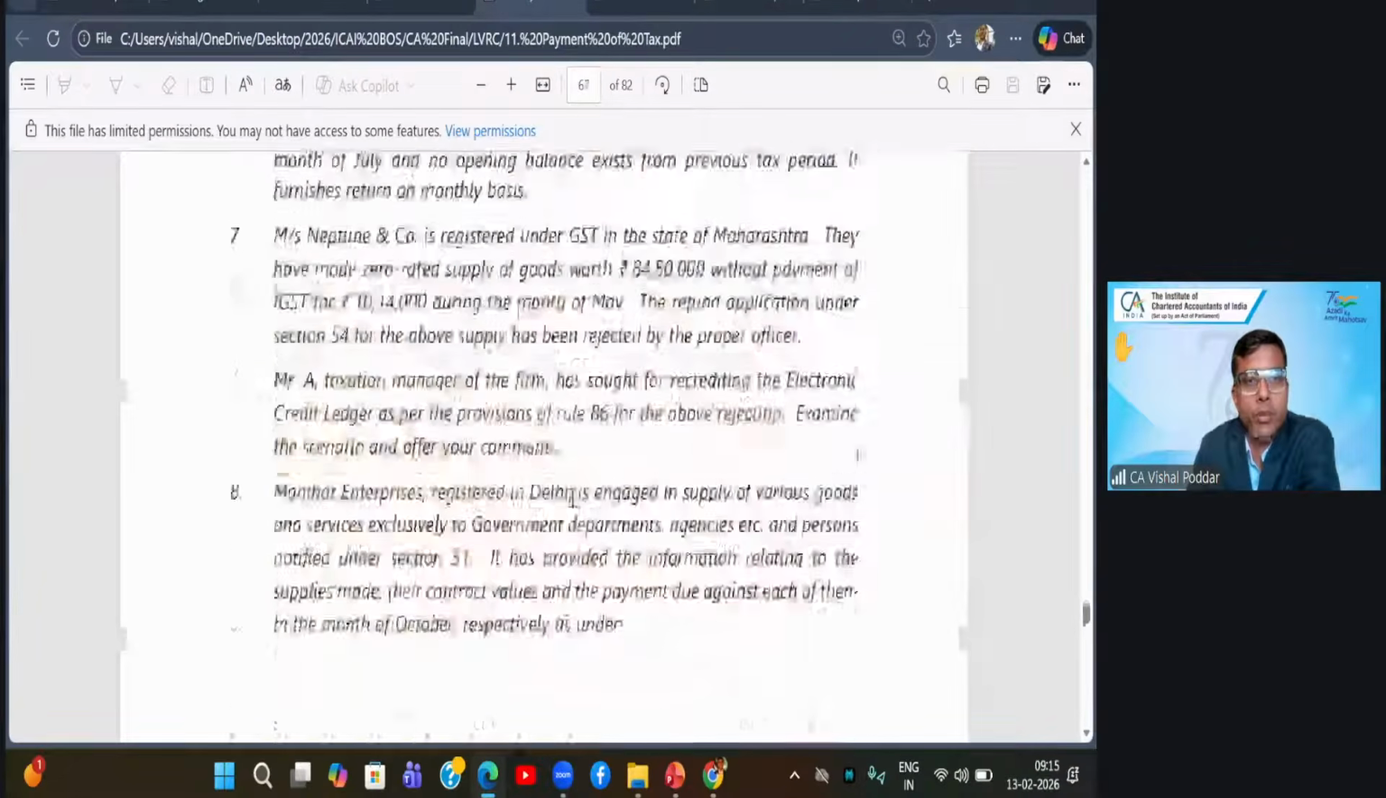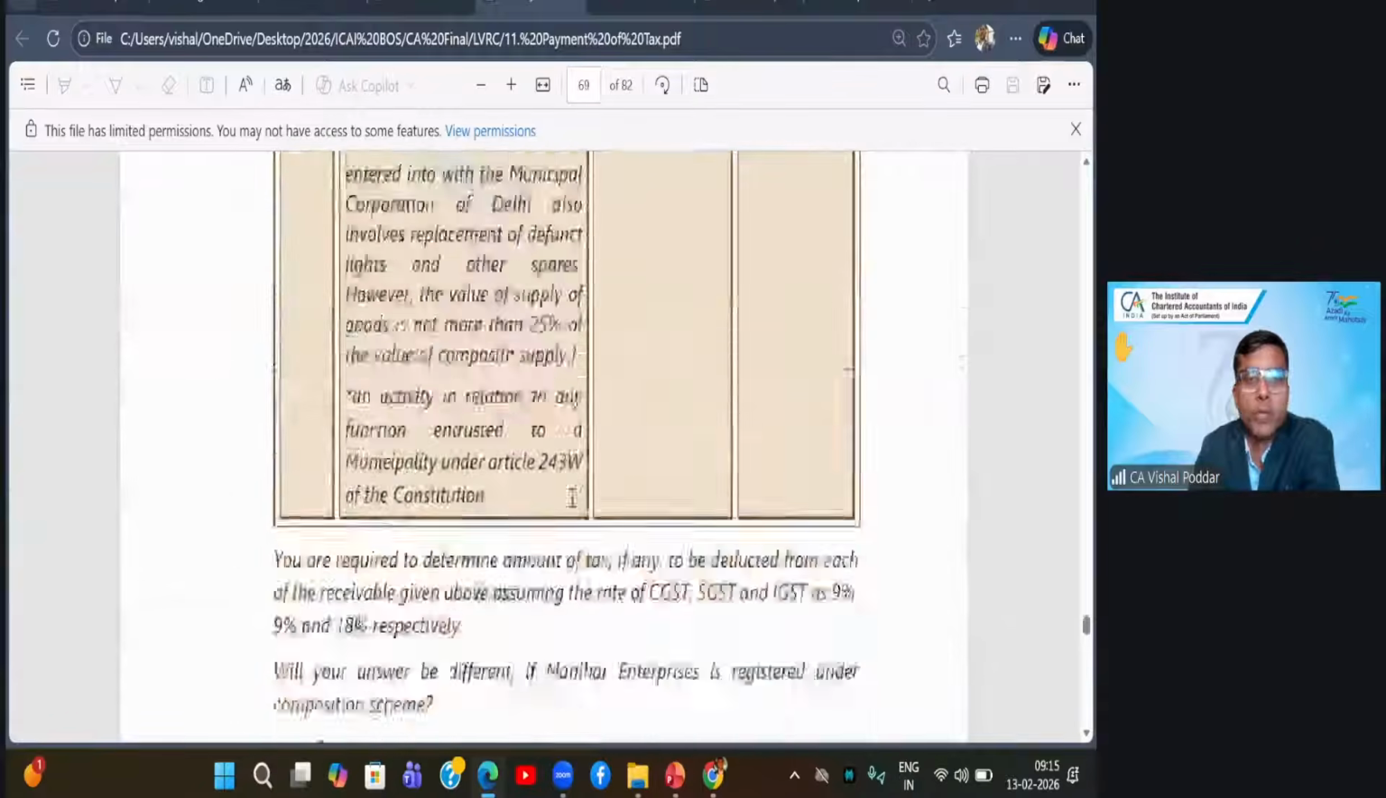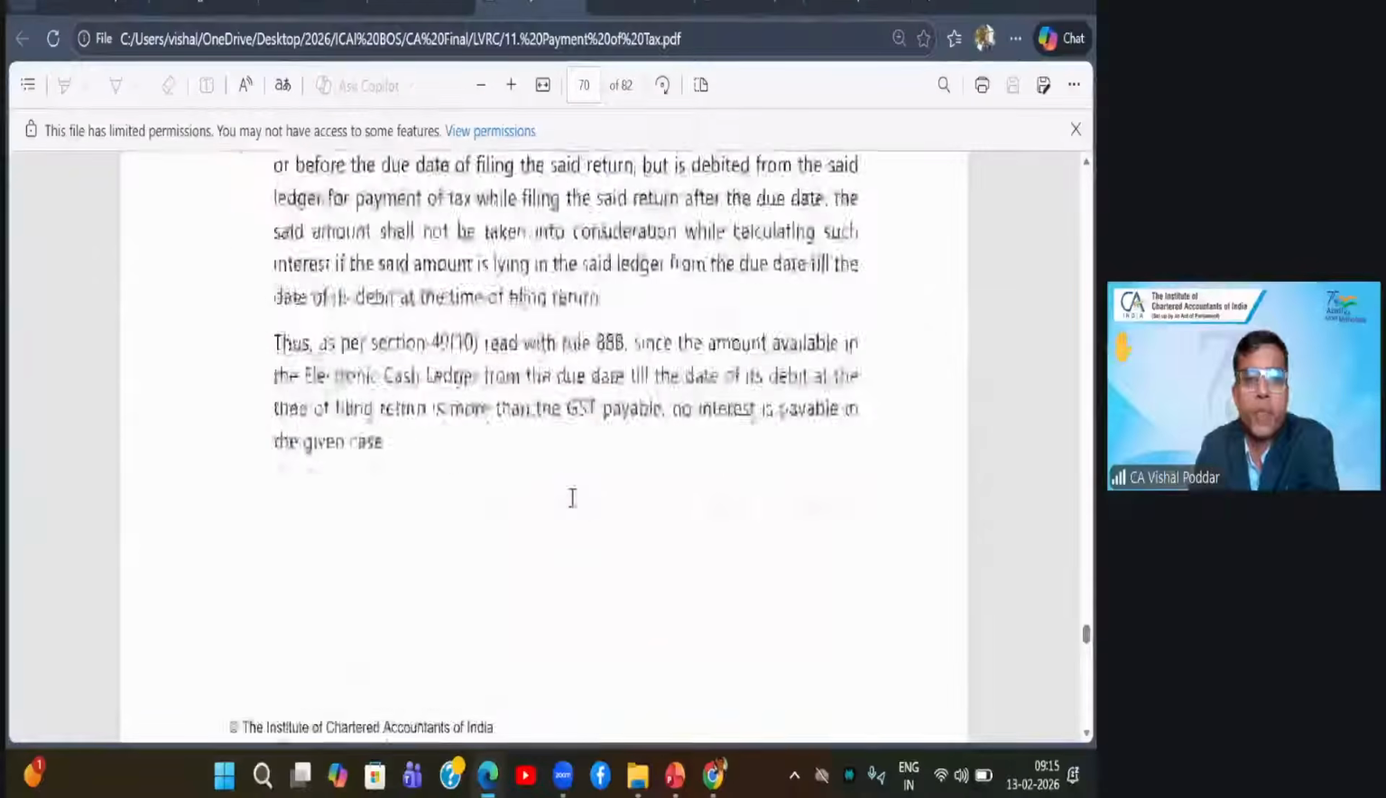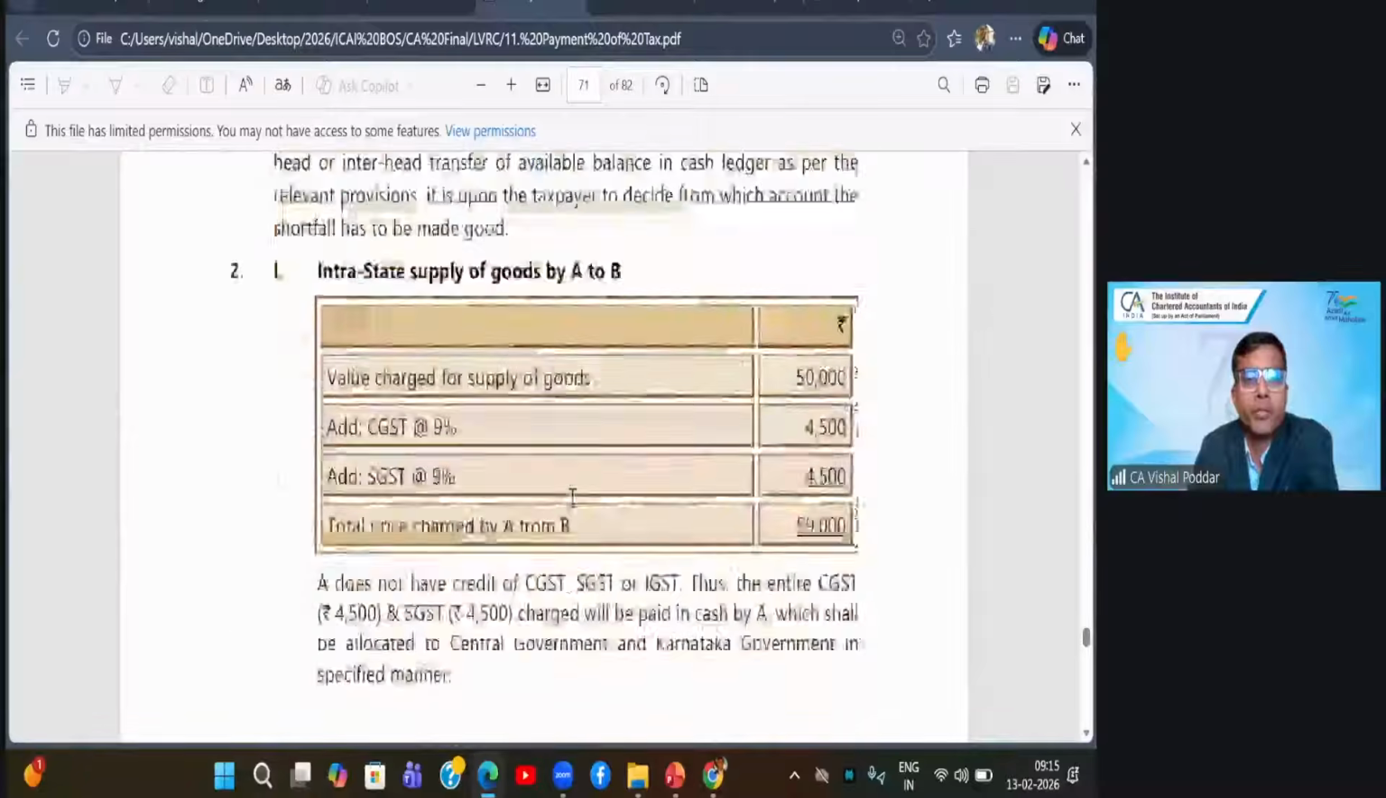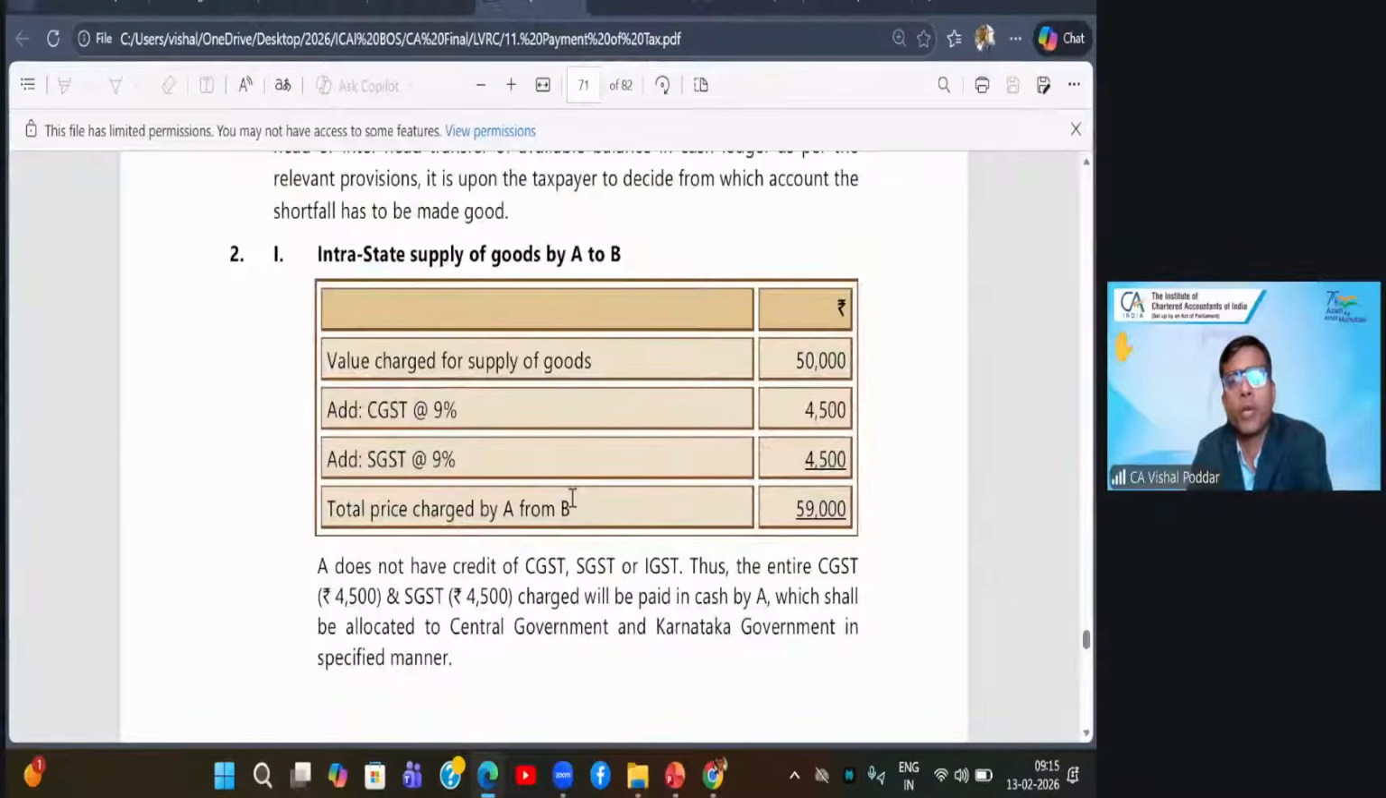Fine. So the question is about a simple case scenario where everybody is adding some value. So we come to the first transaction where A is selling to B. Now it is an intrastate supply.